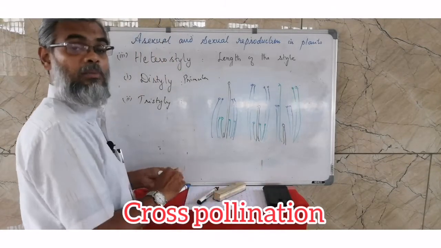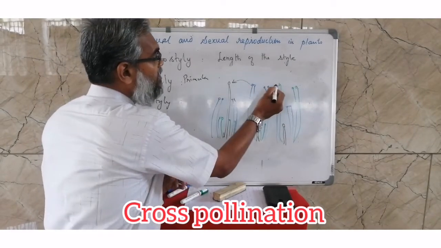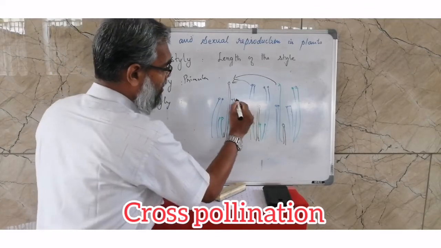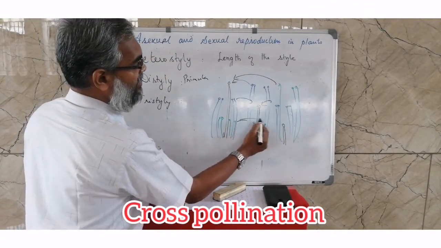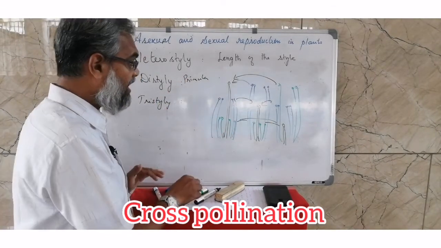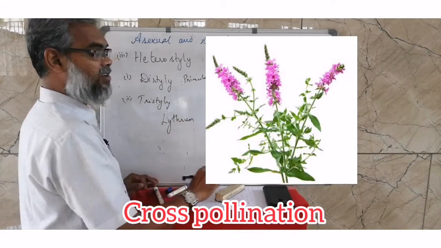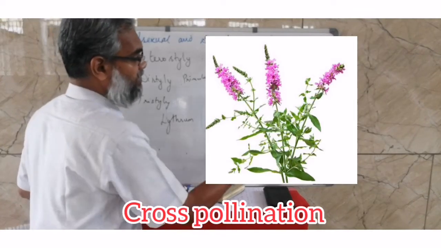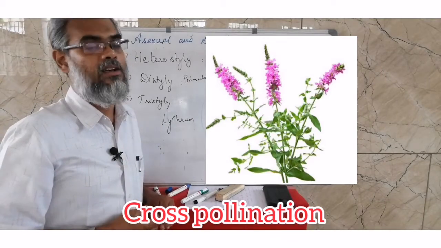Now, how does the pollination occur here? This stigma will be pollinated by these two stamens, this one by this, and here it will be like this. So the pollination occurs among three different flowers. Lythrum is a good example of tristyly. This is an individual flower. This is a flower. This is a flower. There are three types of flowers seen here. I'll show you the pictures of these flowers.